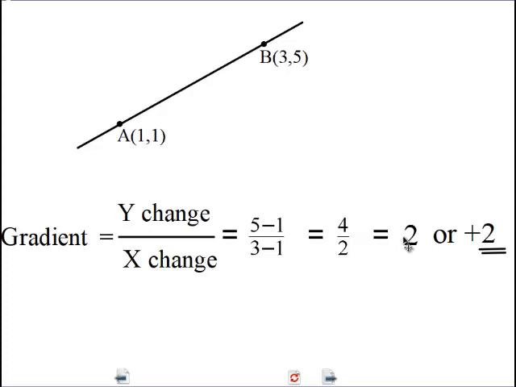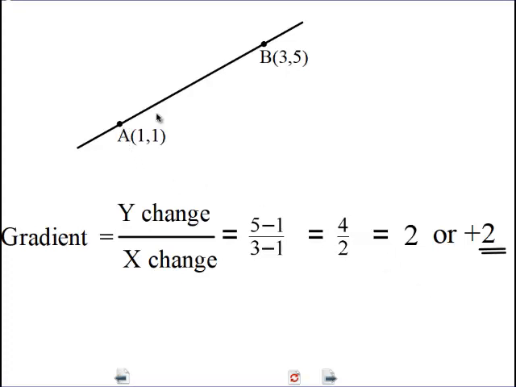If it's a positive gradient, you don't have to write the plus. We take it for granted that a number without a sign is positive. But you can put plus 2 just to be very sure and to distinguish from a negative gradient, which would have been minus 2.